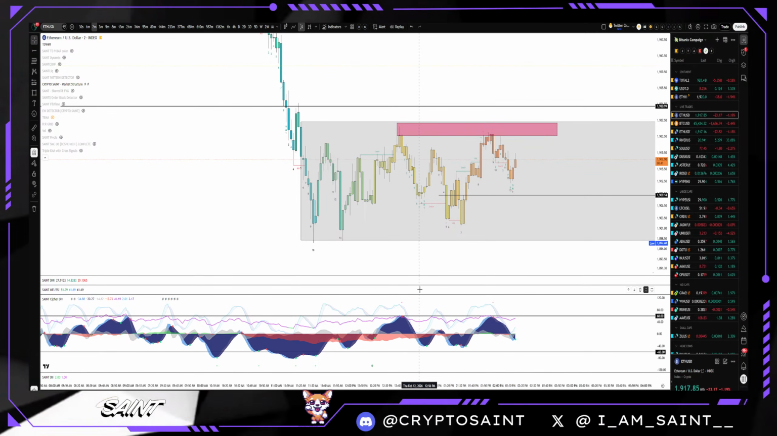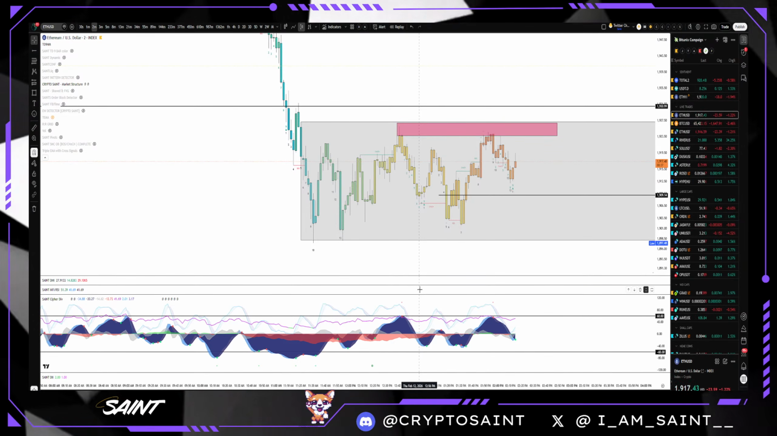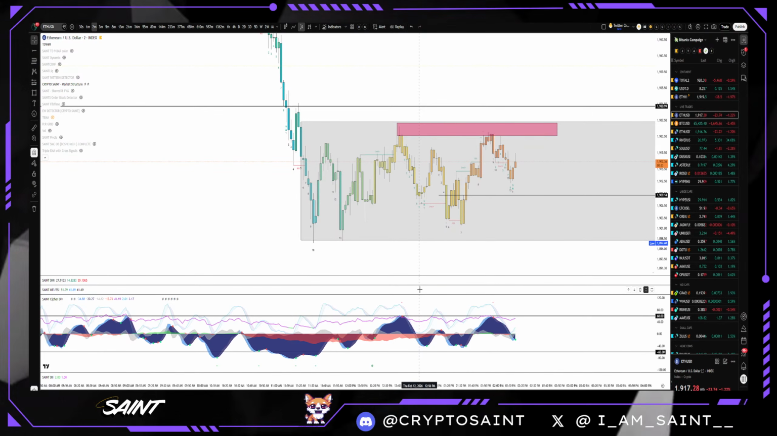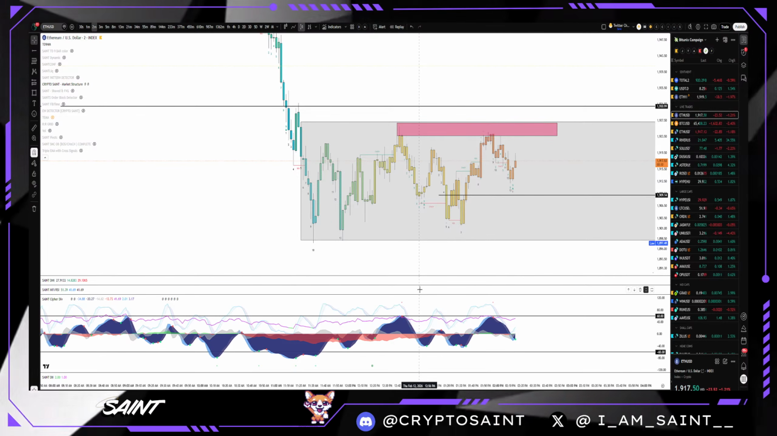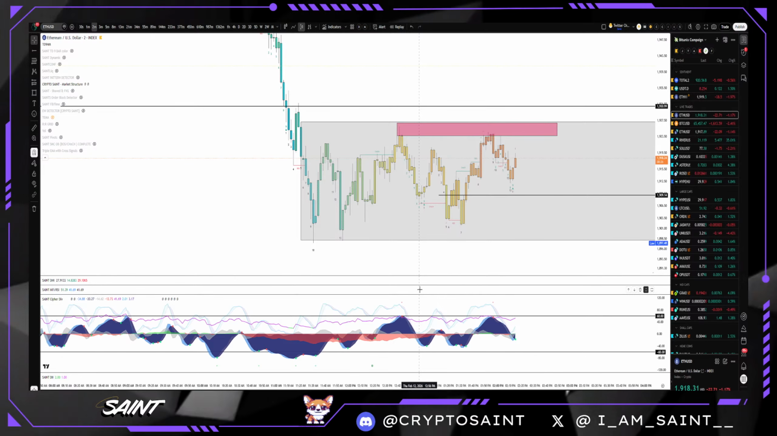That's where shorts are opening up. Shorts went lower. There's more shorts in the market, which is ideal for me because a squeeze will come down the road.